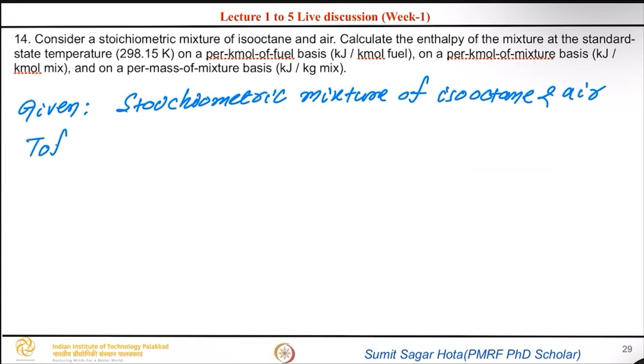To find, here 3 weights are there. Okay, 3 cases or 3 questions are there. It's not one question, it's a very long question. Okay.